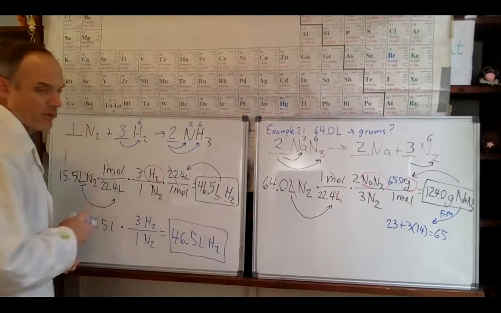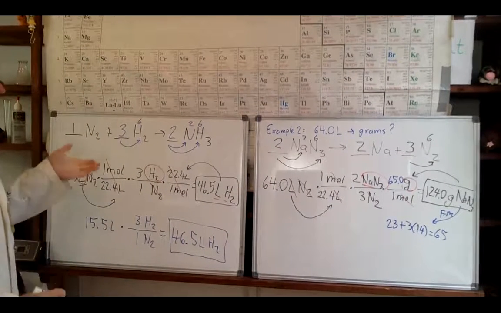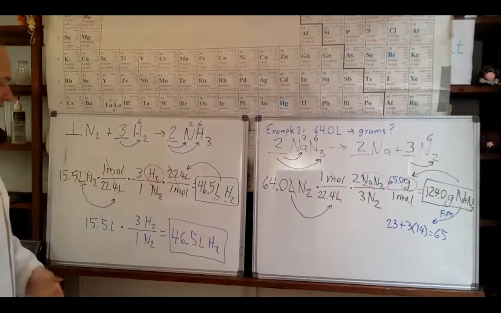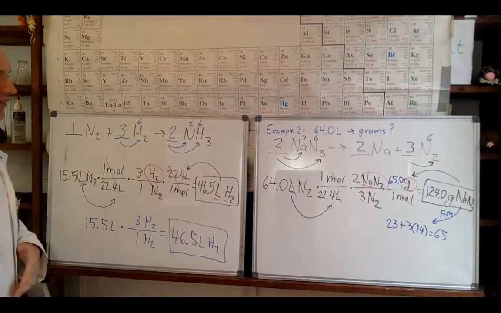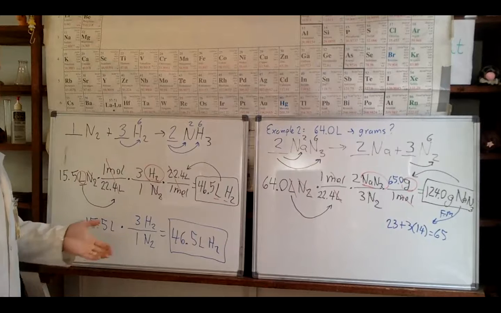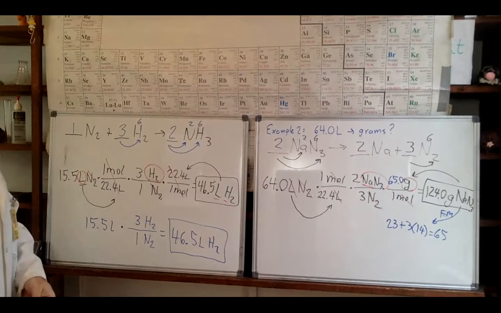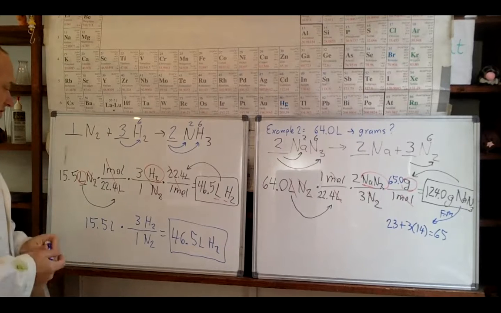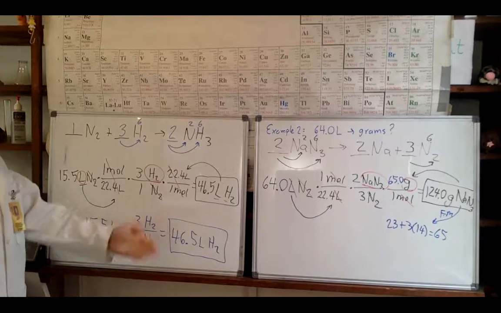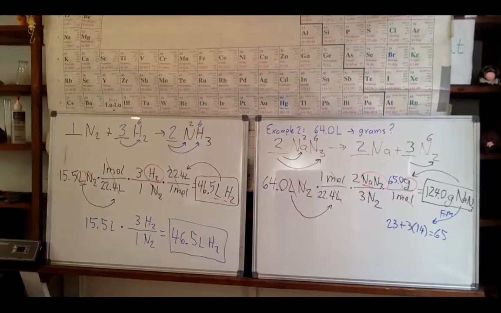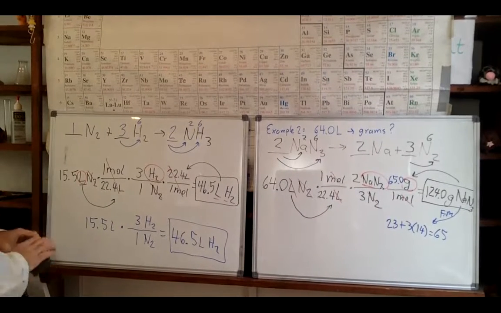Okay, so that's the better way of setting that problem up. You can set it up this way. It shows the whole process and it shows those two steps canceling out. Or if you come across a liters to liters problem, then you can just do the single middle step. And that's the quickest and best way to do that. Okay, so it's 15.5 times 3 gives you the 46.5 liters of hydrogen gas.